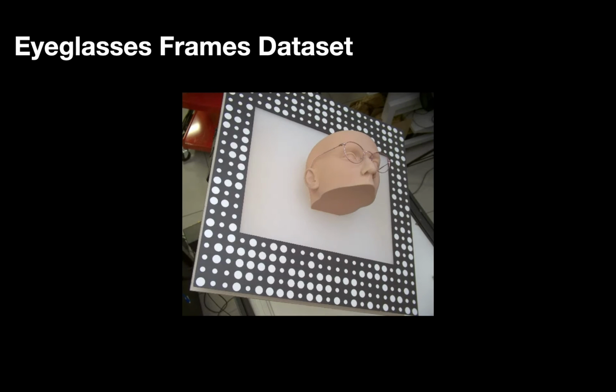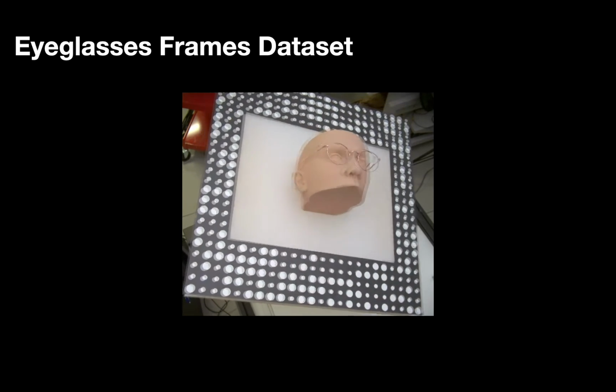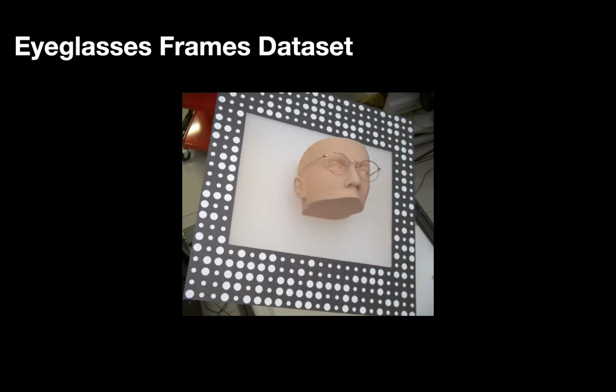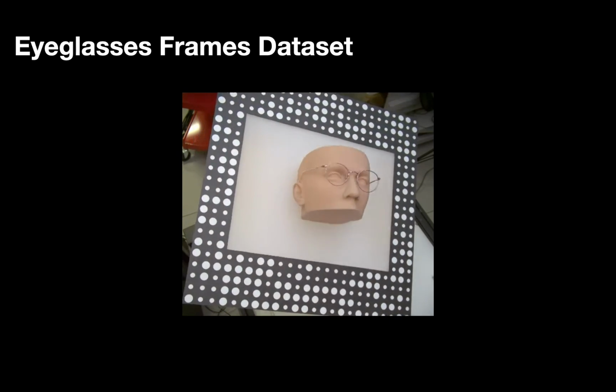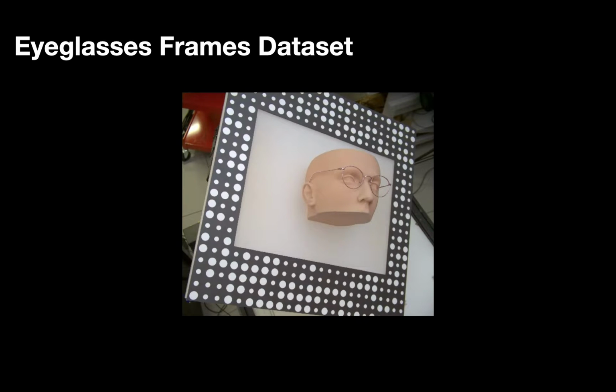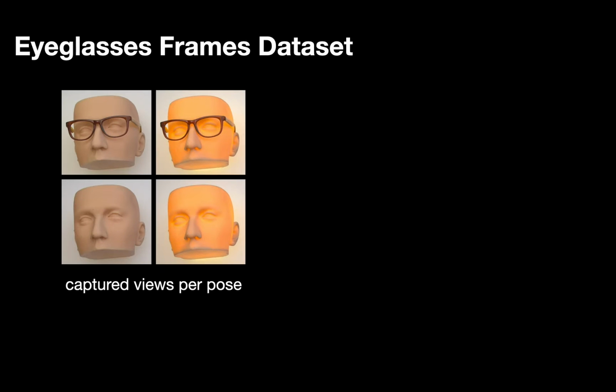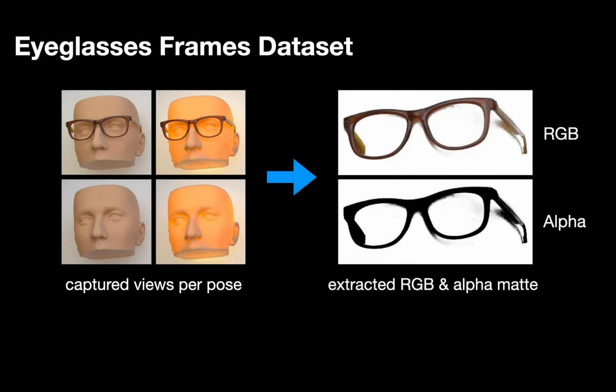To evaluate our model, we collect a dataset of images of eyeglasses frames. We use a robot to capture 576 images of 85 eyeglasses frames. For each pose, we capture 4 images using 2 conditions, with and without the eyeglasses, and with and without a backlight. We perform difference matting against the reference in the lit pair and extract semi-transparent alpha channels. We finally use the unlit image to extract the color channels.